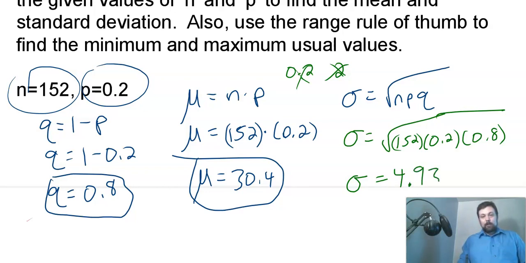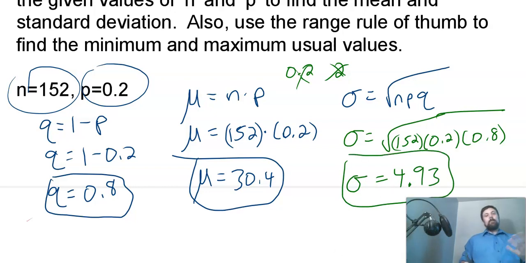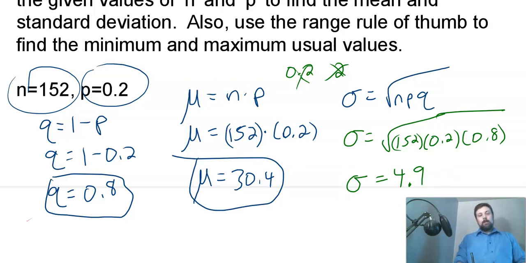I don't know, 4.93. All right, and that'd be the standard deviation. Maybe 1 decimal place is more appropriate because my mean is only to 1 decimal place. So let's keep the standard deviation to 1 decimal place also.